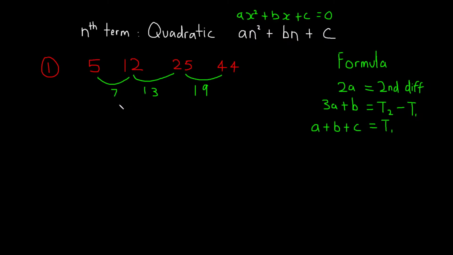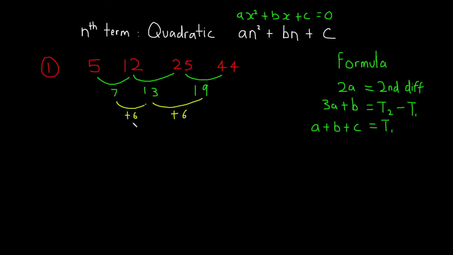Your second layer is supposed to be consistent. Over here it's not consistent yet. 7, 13, 19 is still just numbers, but what we're looking for is consistency. So 7 plus 6 is equals to 13. 13 plus 6 is equals to 19. This is where you have your consistency in your quadratic sequence.